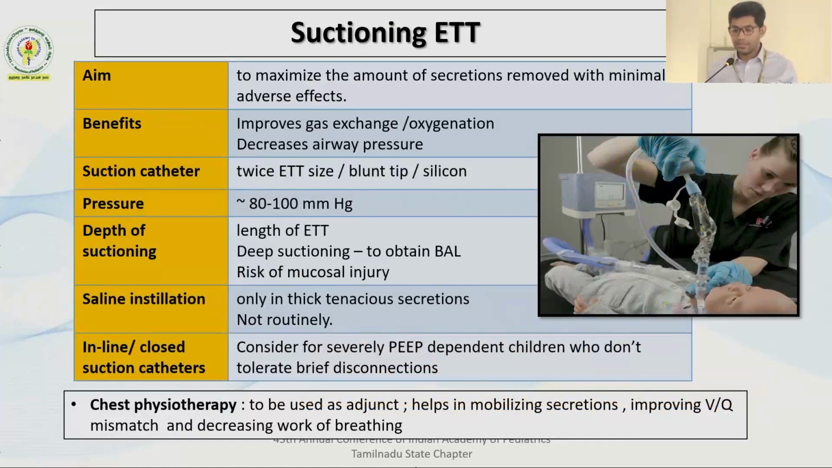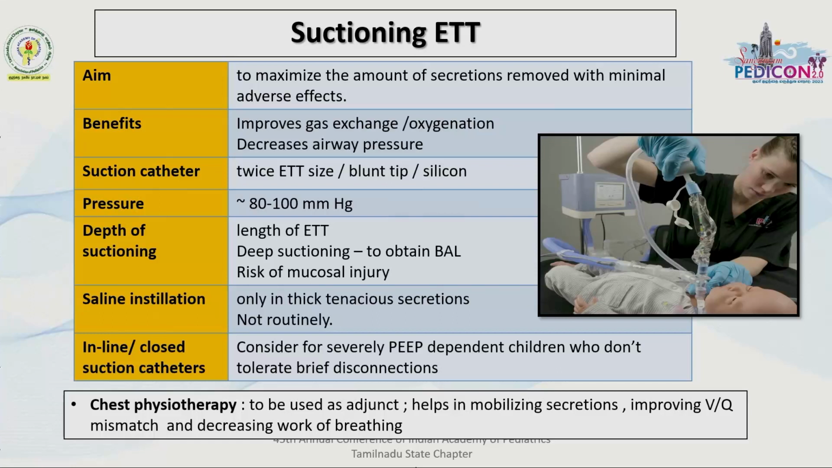Suctioning, again a common bedside nursing procedure, aims to maximize the removal of secretions while minimizing interruption in ventilation, thereby minimizing adverse effects. It does improve gas exchange and oxygenation if done properly. The routine suction catheter size is twice the ETT size, which is a rough number to remember. Use blunt tip or silicone catheters if the child is on long-term ventilation; though they are expensive, they can reduce the risk of infections. The wall pressure to be set is different from adults. It is less, about 80 to 100 or even lesser if it is a smaller child or a bleeding child. The depth of suctioning has to be only up to the length of the endotracheal tube.